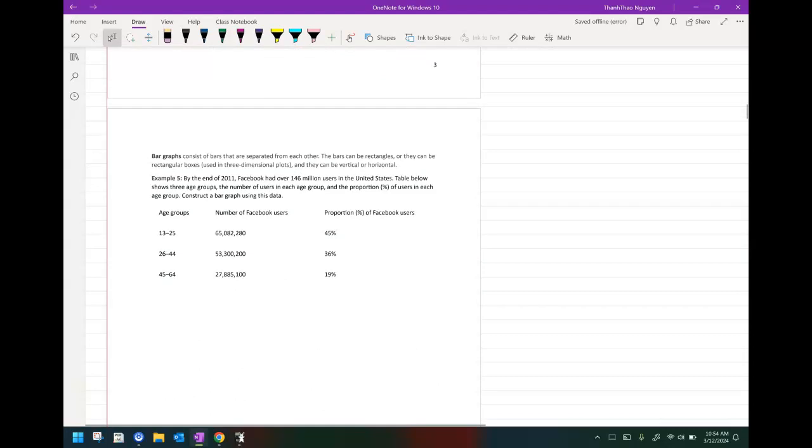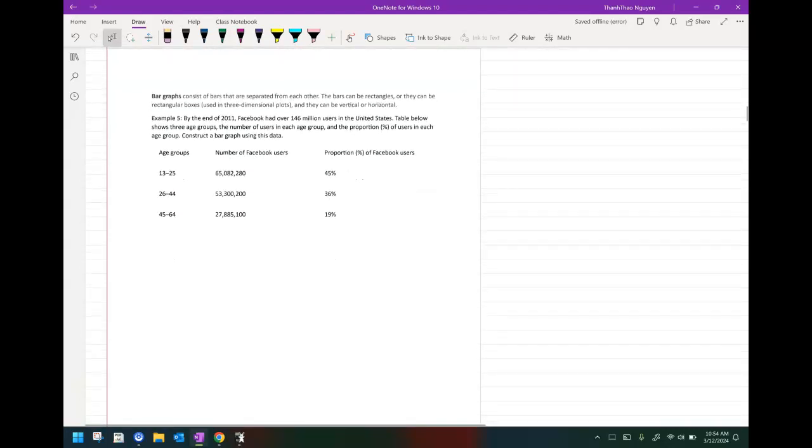Let's talk about bar graphs. A bar graph consists of bars that are separate from each other. The bars can be rectangles or rectangular boxes used in a three-dimensional plot, and they can be vertical or horizontal. For example, by the end of 2011, Facebook had over 146 million users in the United States. The table below shows 3 age groups, the number of users in each age group and the proportion of users in each age group. Construct a bar graph using this data.